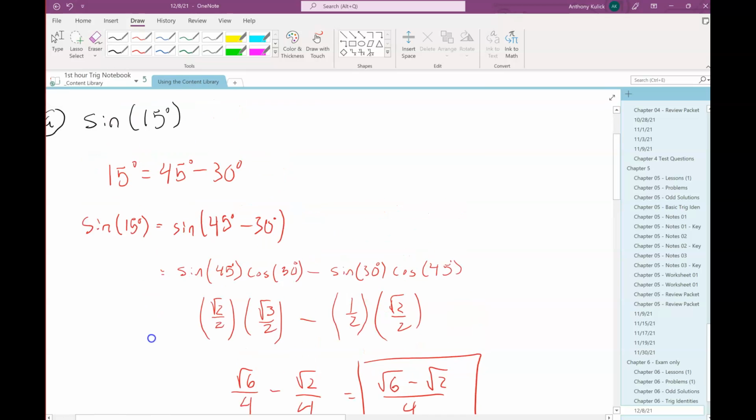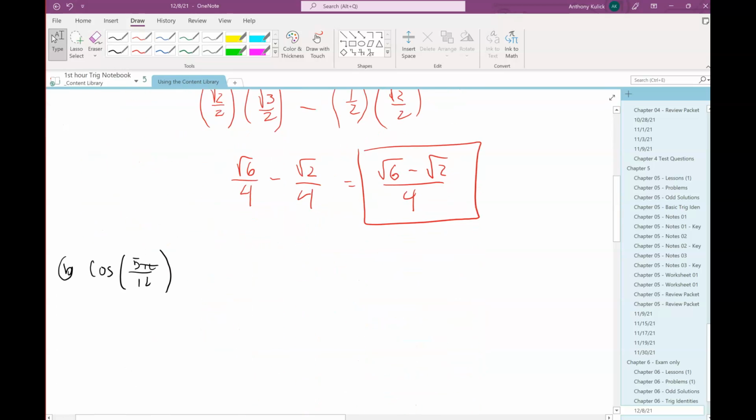So let's say we want to do cosine of 5 pi over 12. Now this is a little trickier to figure out the two angles that you need because it's a fraction, right? We've written this angle measured in radians as opposed to degrees. You guys notice that right away?